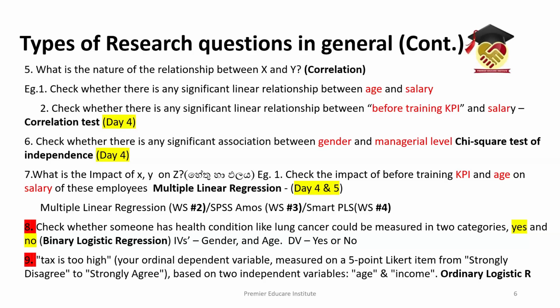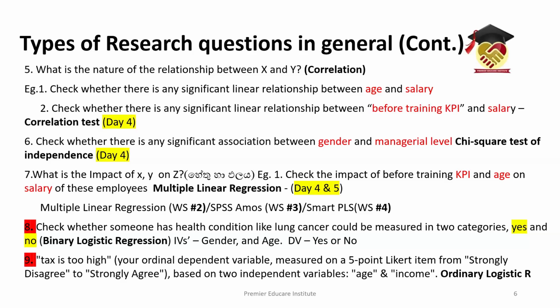So the number 9 is a little bit technical. This is called ordinal logistic. That means you have more than 2 options on your right side. For example, you want to test the tax policy in Sri Lanka. Your proposition is tax is too high, right? So what do you think about that? Strongly agree, strongly disagree, slightly disagree, average, slightly agree, strongly agree. So you have 5 options. Ordinal. So if you have that kind of research question, you have to go for the ordinal logistic regression.